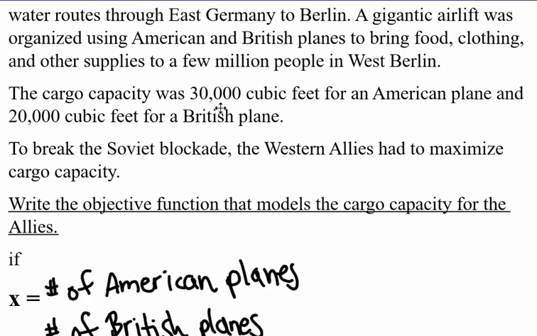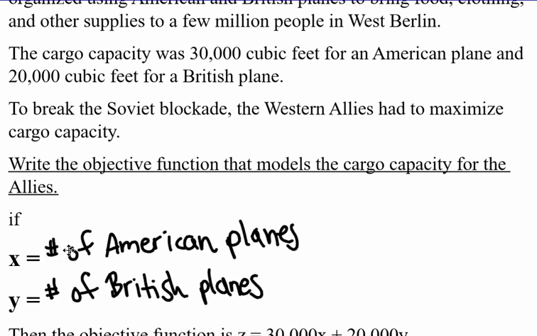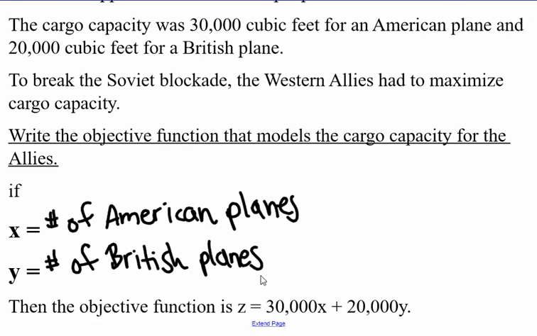The cargo capacity was 3,000 cubic feet for an American plane and 20,000 cubic feet for a British plane. To break the Soviet blockade, the Western Allies had to maximize cargo capacity. Write the objective function that models the cargo capacity for the Allies if, and then we need to define our two variables. X is the number of American planes and Y is the number of British planes. Then the objective function is going to be the following. The objective function is always defined by the letter Z.